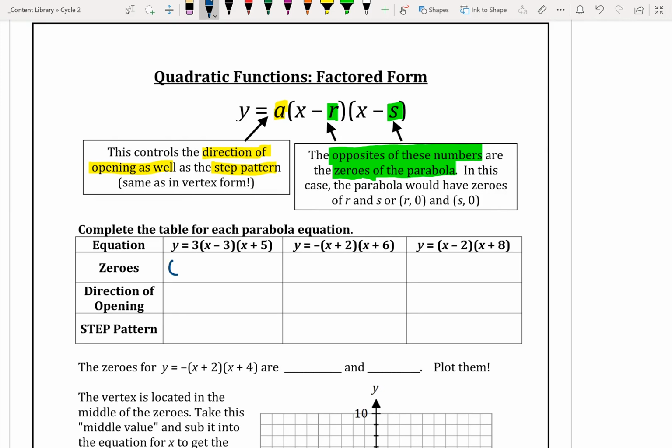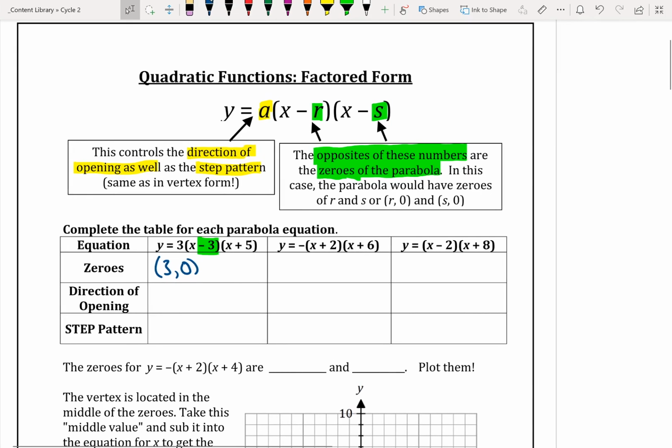Remember, our zeros are the two numbers in the brackets with x. They are going to be the opposite of what we see. So because we see -3 first here, our first zero is actually +3. And because it's a zero or an x-intercept, that means the y value is 0. Our second one is going to be -5, because when we see the +5, we have to remember that's the opposite of that. So that means that our second zero is -5 and 0.